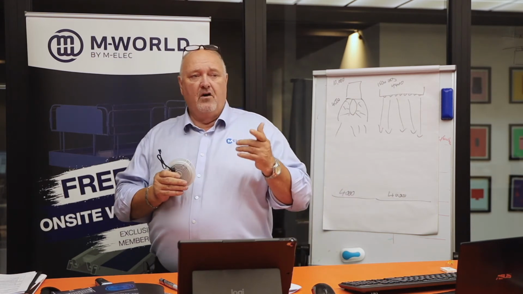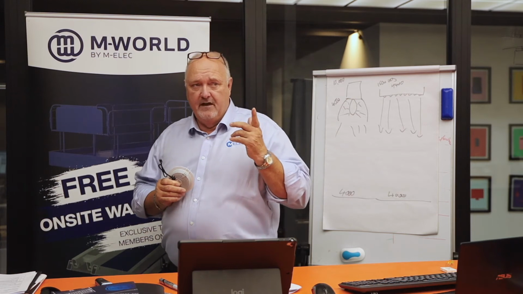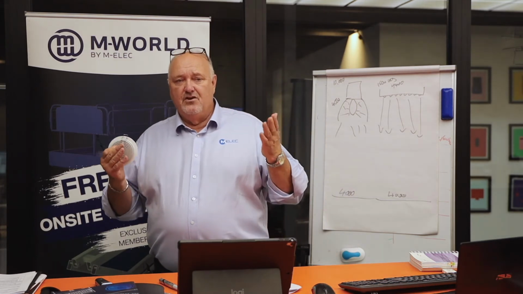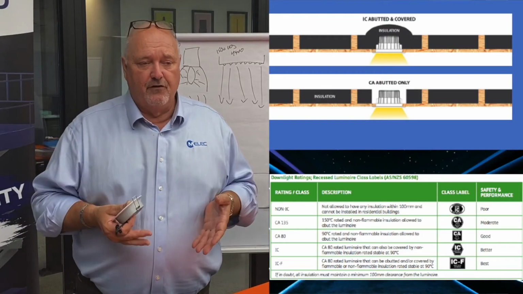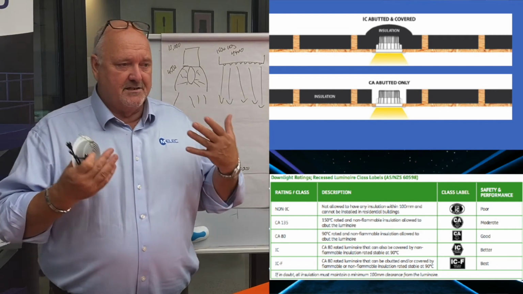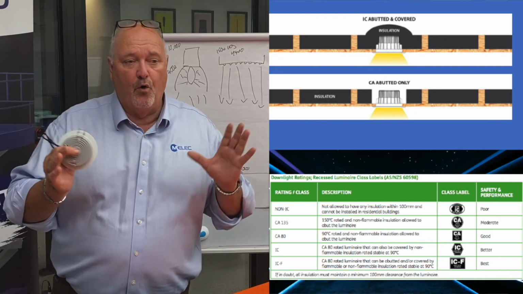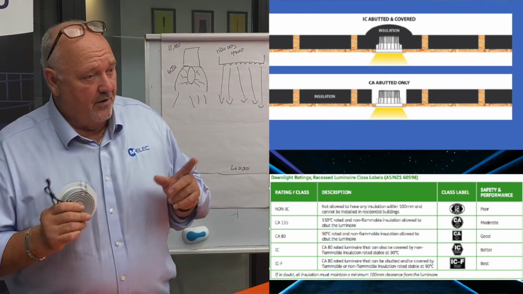So the main ones are ICF and IC4. They are the highest level. Non-IC means it cannot be covered. It has to be gapped. You have to have your standard spacings as per your AS3000, so as per the Australian standard. All right, so the next one, CA135, just means you have to get an insulation that has a 135 degree fire rating, and it has to be stable at that 135 degrees. Okay, and it can only be close to or about the insulation, not over it.